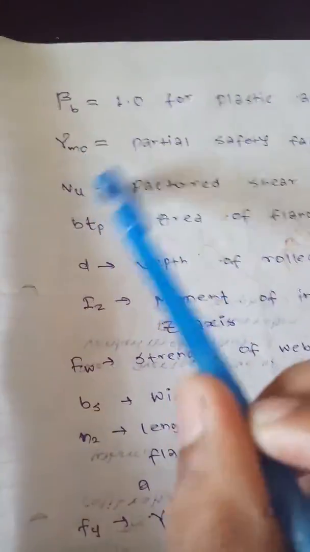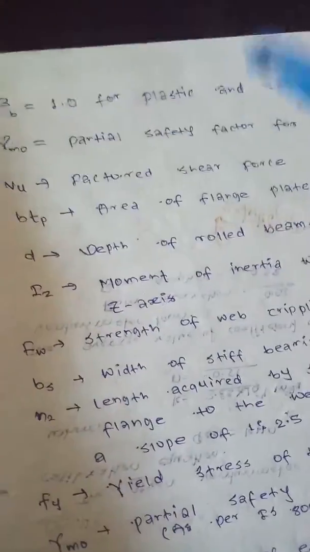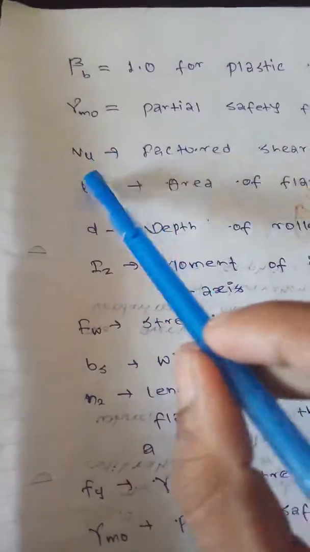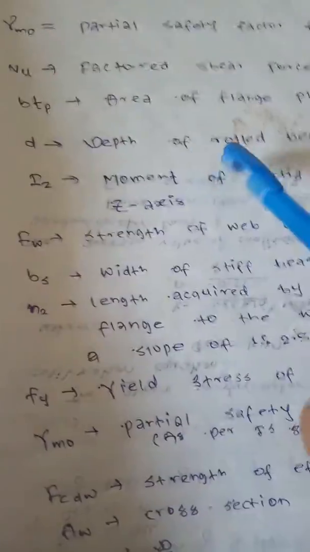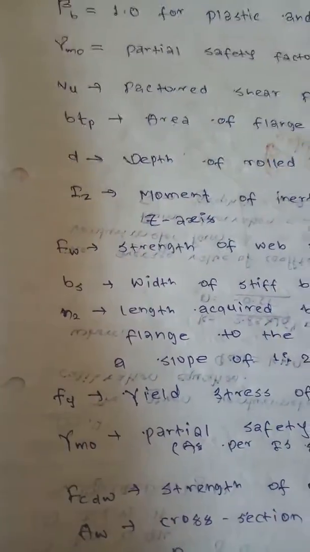If anybody asks what B suffix U is, if you don't know, then simply B suffix U is factored shear force. If you say, then other people know, no? That's why we need to know what B suffix U is also. And then B into T suffix P is equal to area of flange plate. And D is nothing but depth of the rolled beams.